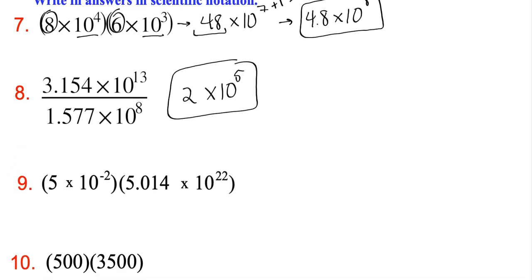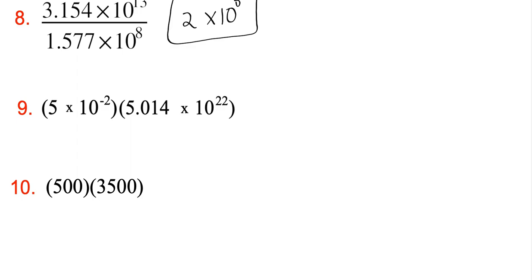And we're going to write our answers in scientific notation on that last one. So try these last two here quick to see if you can get the right answer. So for number 9, we're going to multiply the numbers in front. So 5 times 5.014. That gets you 25.07. And then for the tens, we're multiplying. So that means we add those exponents. So it's times 10 to the 20th.